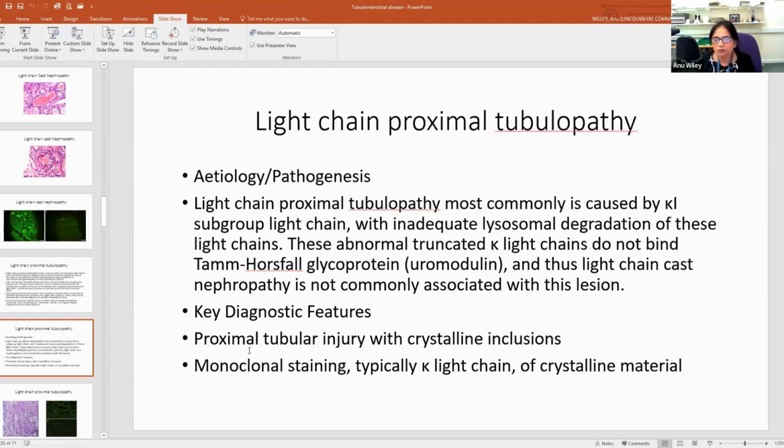So the key diagnostic features will be proximal tubular injury with crystalline inclusions. There'll be monoclonal staining, typically a light chain restriction with kappa light chain, and you can do an EM to confirm the diagnosis.